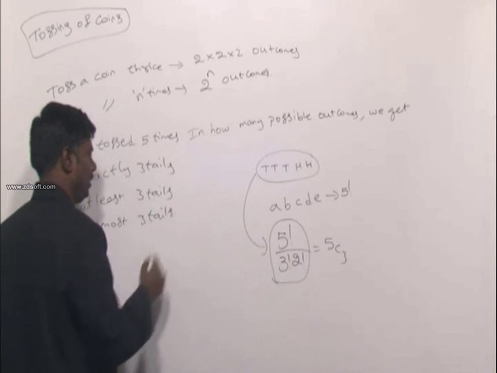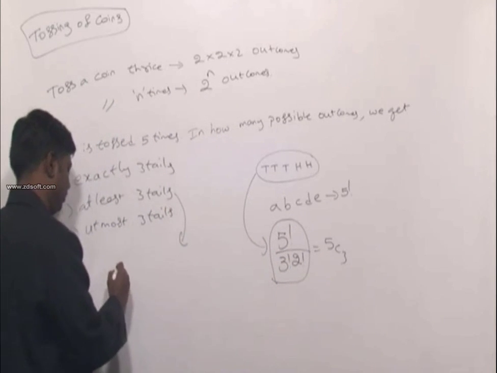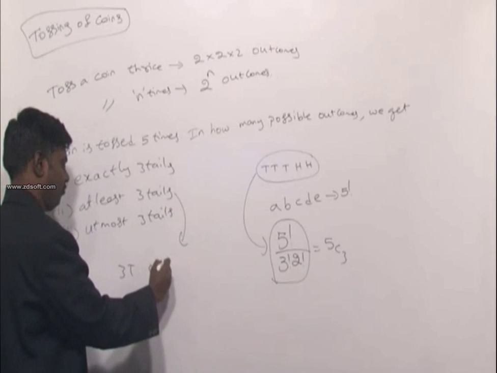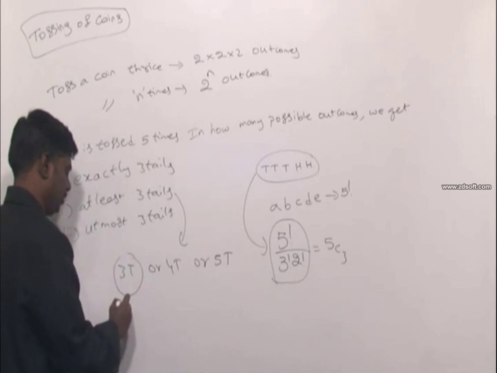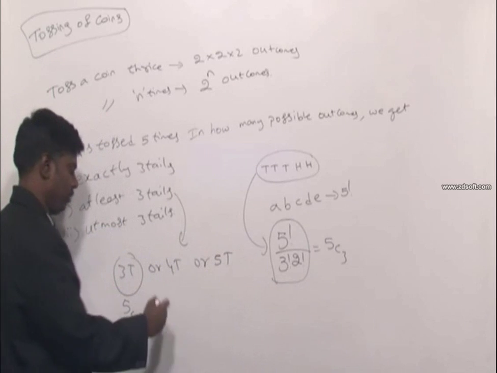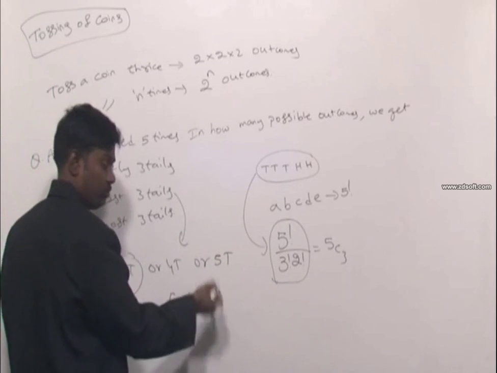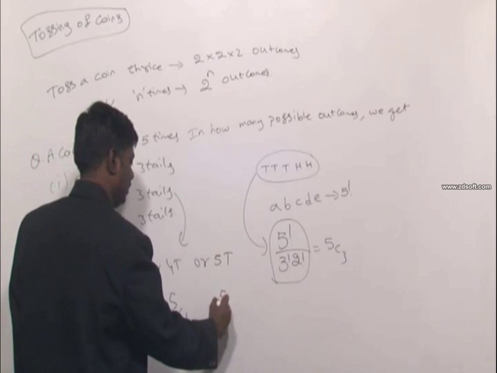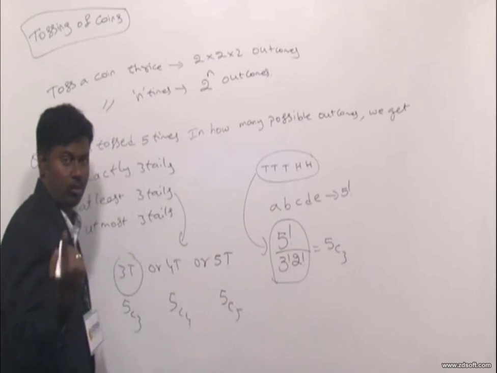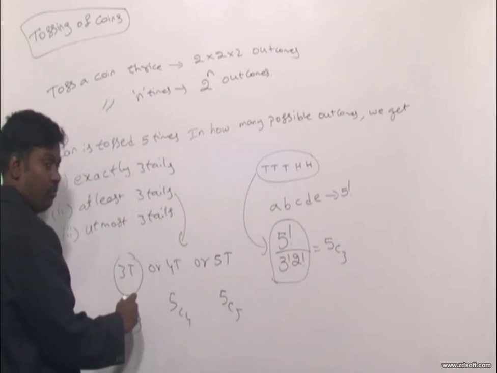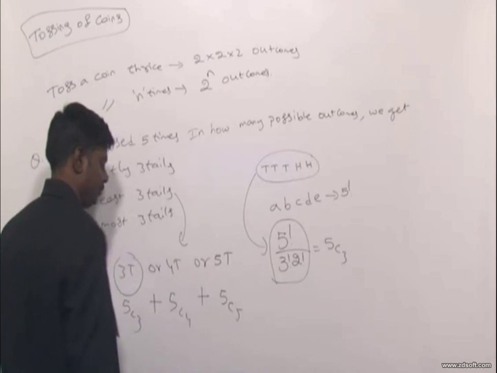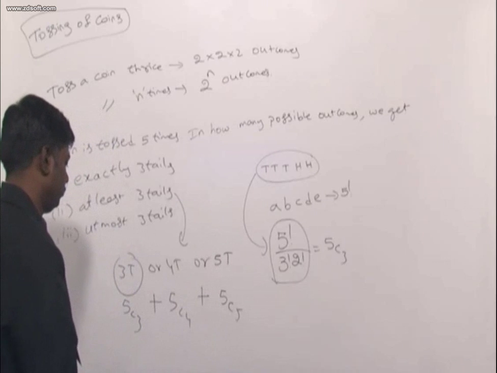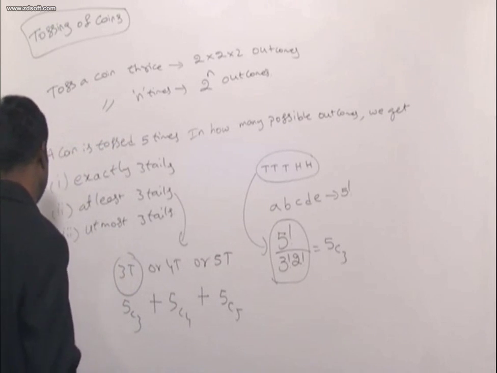Now here at least 3 tails. At least 3 tails is, you can get 3 tails or 4 tails or 5 tails. Now 3 tails we have already done, which is 5C3. 4 tails is 5C4. Same logic. 5 tails is 5C5, or just one outcome. If this is possible, or this is possible, or this is possible. That is for second.